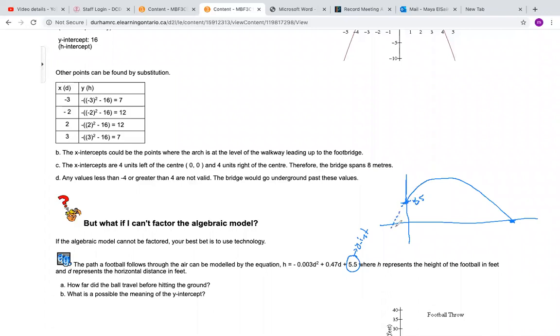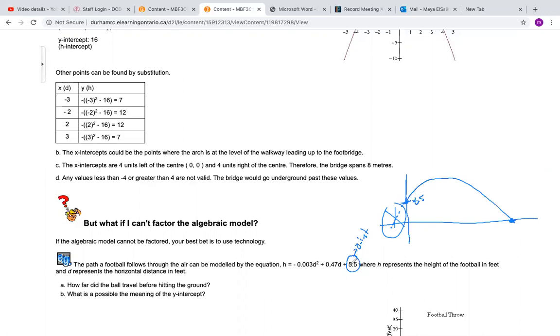So basically this part here, we don't count that part. Okay, so the height of the ball when it was kicked was 5.5, and then it's going to go up, reach a maximum, and then it's going to hit the ground sometime, so many meters away or so many feet away. Now, how can I graph this? This is a sketch. How can I graph it?